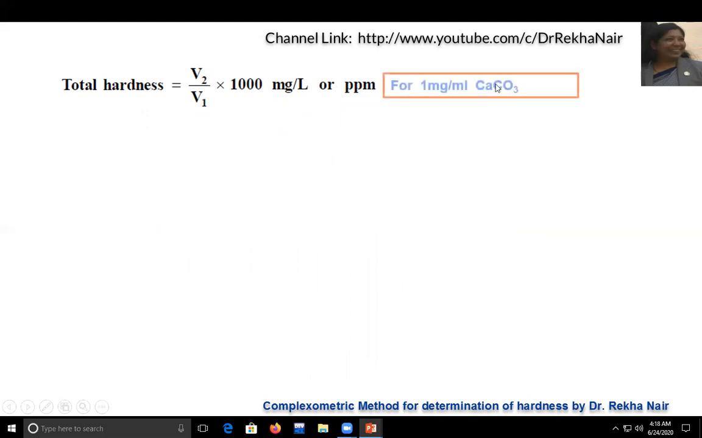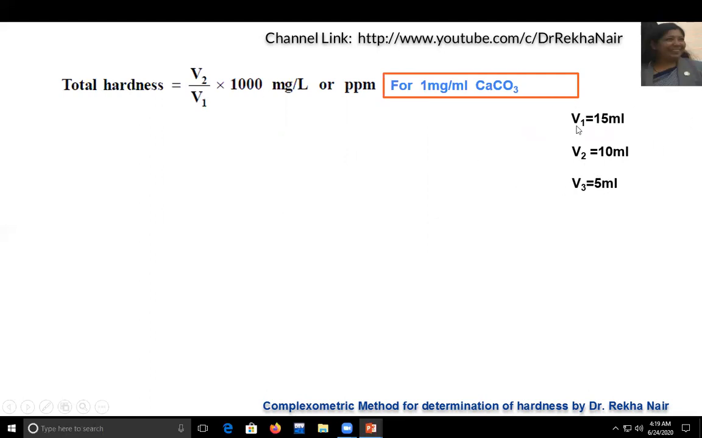But in the next one I am just using the formula so that you can do it in shortcuts also. Total hardness was what? V2 upon V1 into 1000 milligram per liter or ppm, provided standard hard water contains 1 milligram per ml CaCO3. Here how much do we have? It is 20 milligram per ml. So V1 is equal to 15 ml, V2 is equal to 10 ml and V3 is equal to 5 ml.